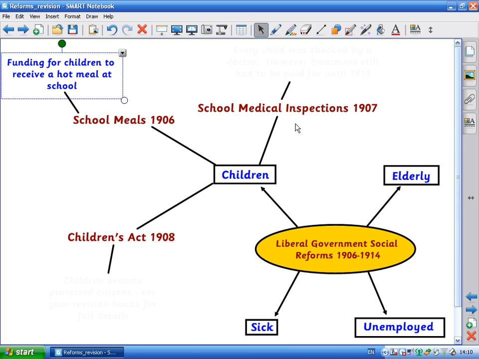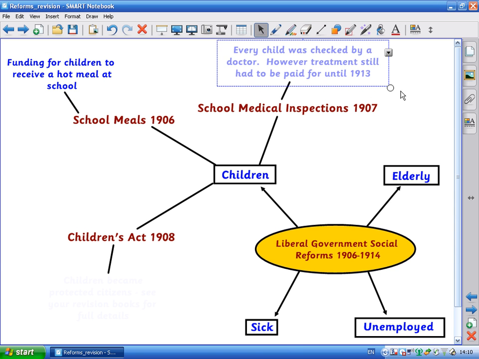Now we also had the School Medical Inspections Act of 1907. This was pretty good because it meant that every child was checked by a doctor once a year. But the problem is, if something was found to be wrong, you still had to pay for the child to be treated. That didn't change until 1913.